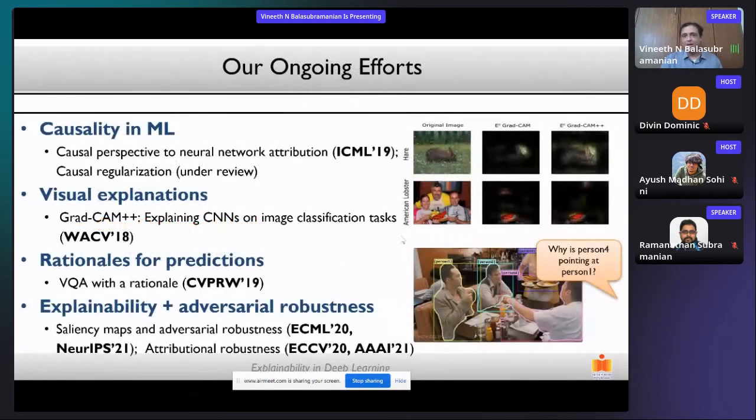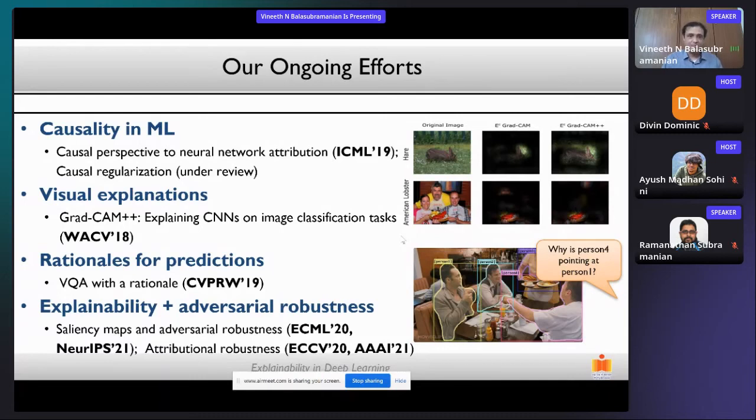So we've been looking at multiple directions of explainability in our own group here at IIT Hyderabad. One of the directions I could not visit over this talk is that there are a lot of efforts these days on trying to bring causal perspectives in explanations.